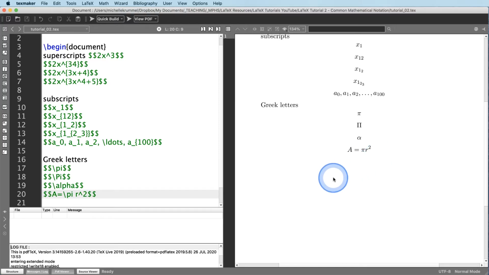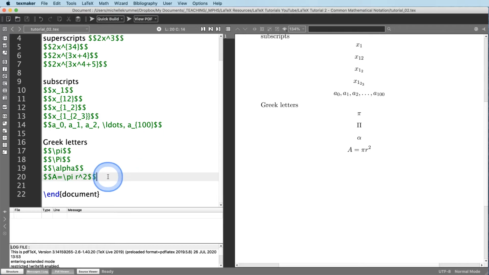Okay, so those are Greek letters. You can do many other Greek letters. I'm just showing you an example of a few. Let's talk about some trig functions.